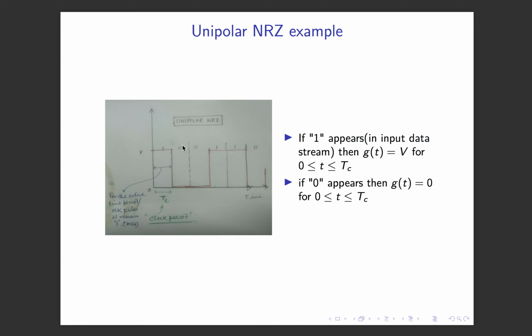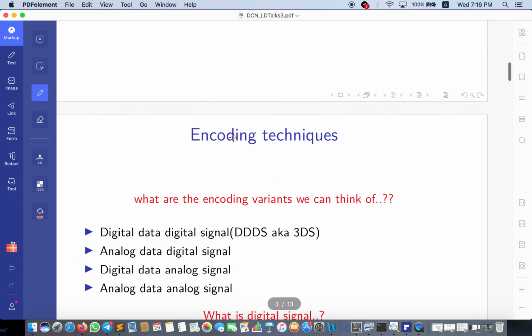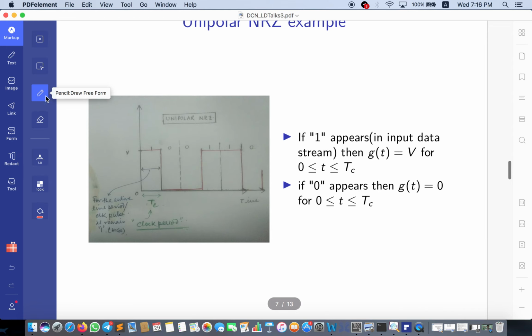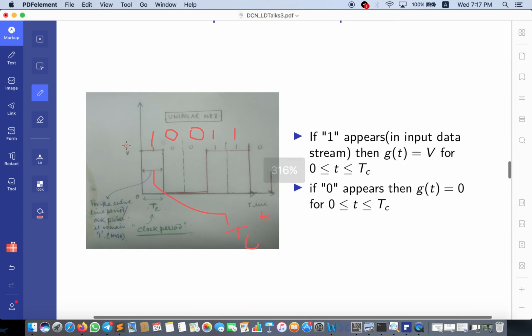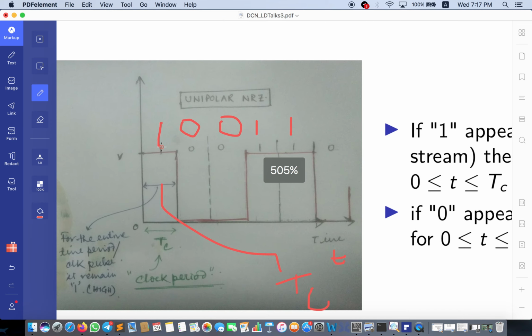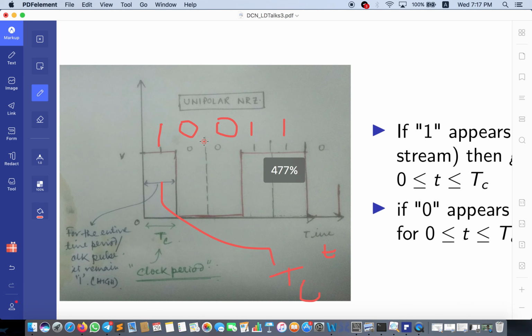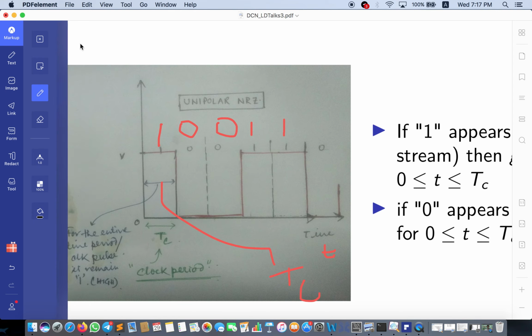Now, I have taken an example, so let's go to the slide and check. Here is 1, here is 0, here is 0, here is 1, then here is 1. Here I have mentioned that the clock period is Tc, and here I have represented the time T.